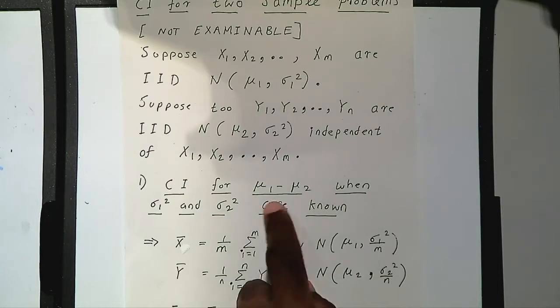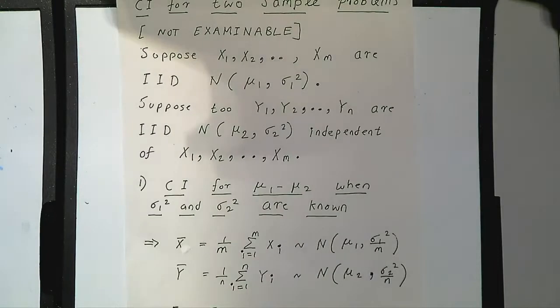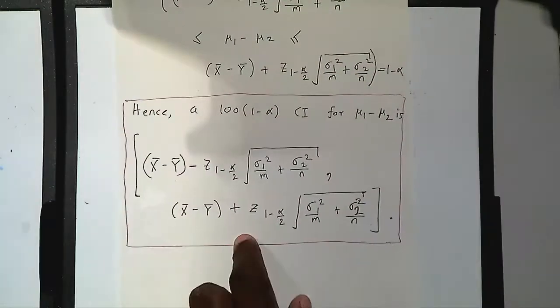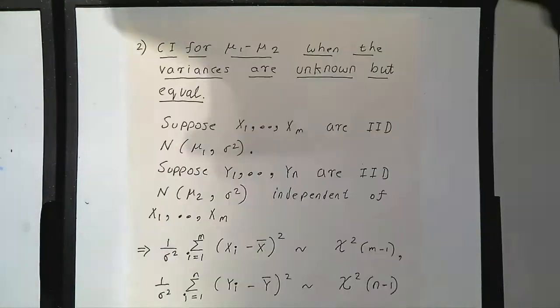The first one is for the difference in population means when the variances are known. In this case, the confidence interval is given by this formula here. Okay, guys? Now, the second I talked about is this one. It's the confidence interval for the difference in the population means when the variances are unknown but equal. The variances of the two populations are unknown, but they are equal to each other.